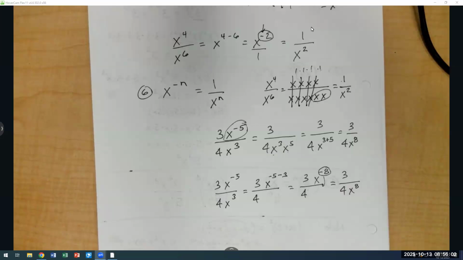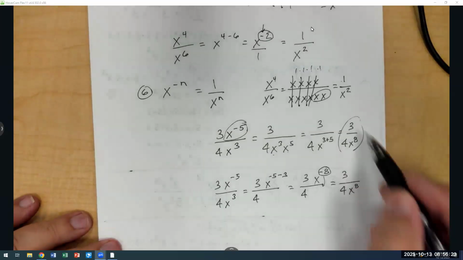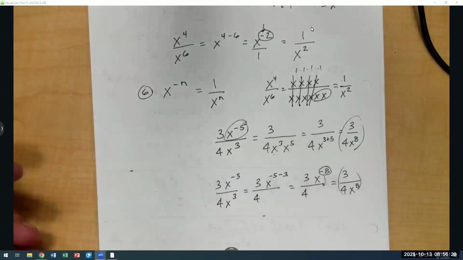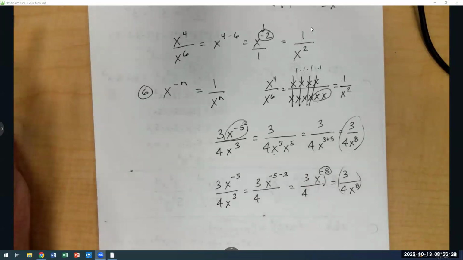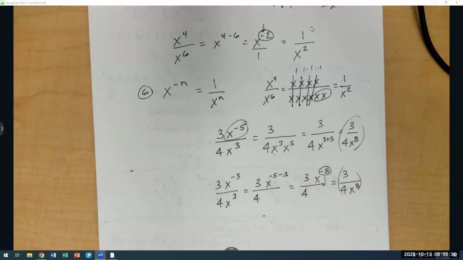As long as you use the rules, you can never have a wrong answer. As long as you use the rules correctly, you'll never have a wrong answer. It's just that if you're not sure what to do, you guess, you make up something, and that's where the wrong answers come in. Notice they're both the same answers, but we did it different ways. Is one way wrong? No, they're both correct because we used the rules.